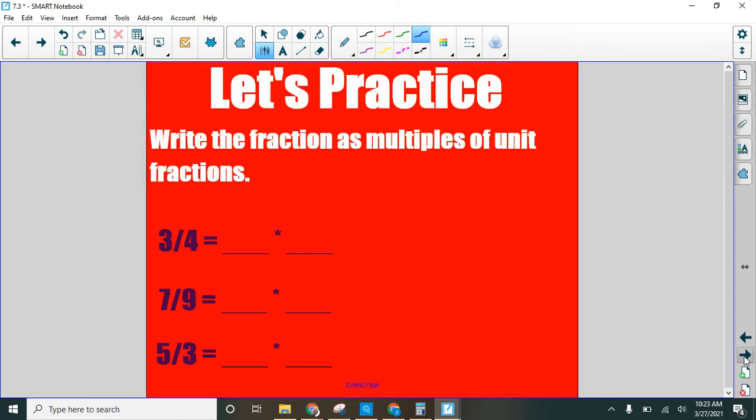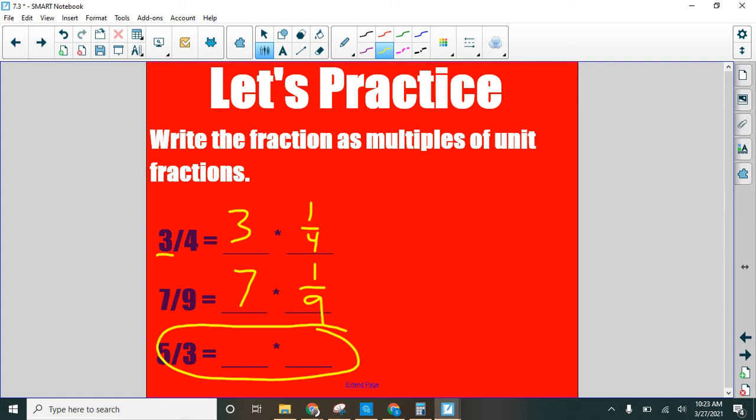Now, we can go backwards as well, right? We can write these fractions as a multiple of unit fractions, so 3/4 would equal 3 groups of 1/4. All right. We have 7/9 here. That would be 7 groups of what? 7 groups of 1/9. What is the multiplication problem for 5/3? We have 5 groups of 1/3, right? This is just going backwards.